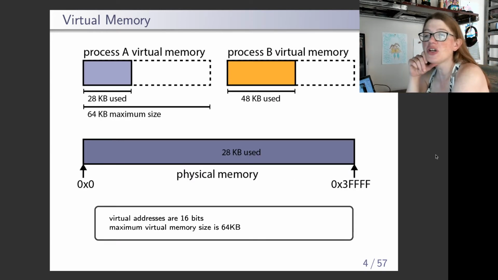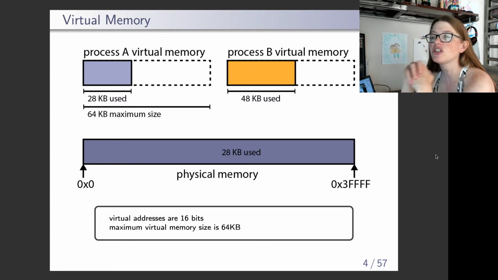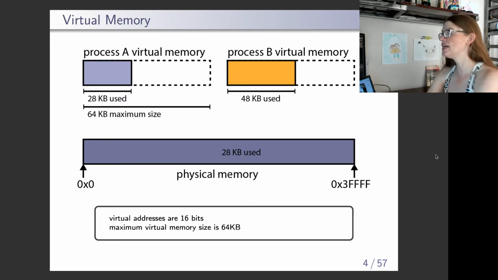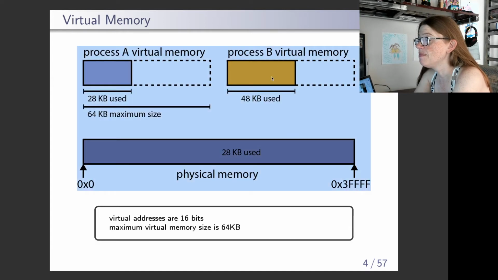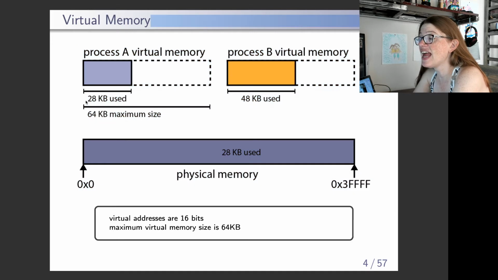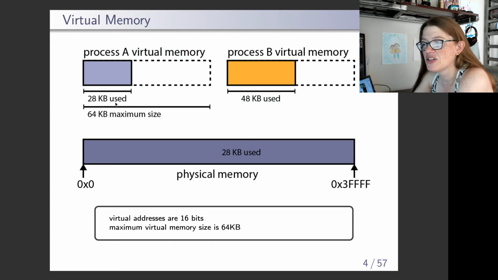So the next thing that we have to talk about, and this is where the focus of this module is, how do you actually perform the translations? How do you do this efficiently and using as little extra memory as possible? So what we've got here is we're going to use two processes as examples. I've got process A and process B. And process A uses 28 kilobytes of memory for its address space. And process B uses 48 kilobytes of memory for its address space.